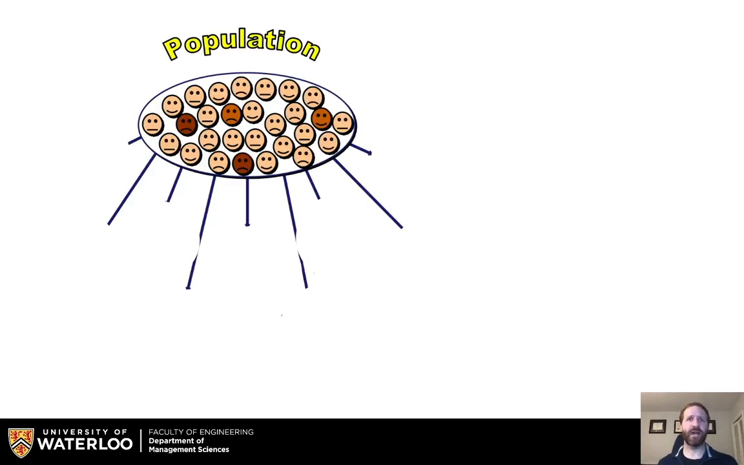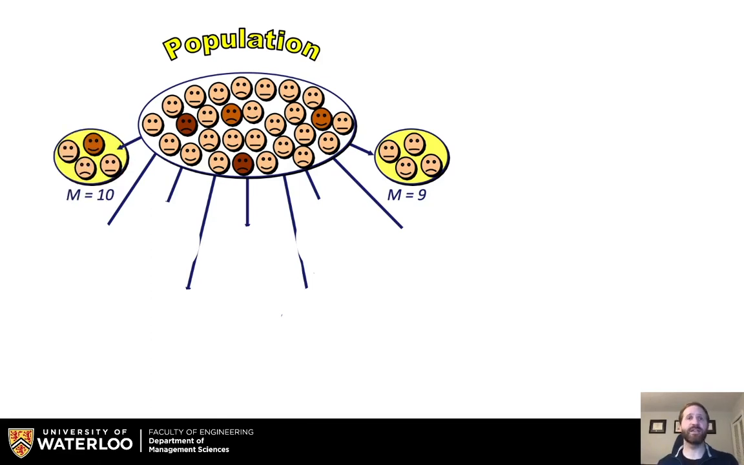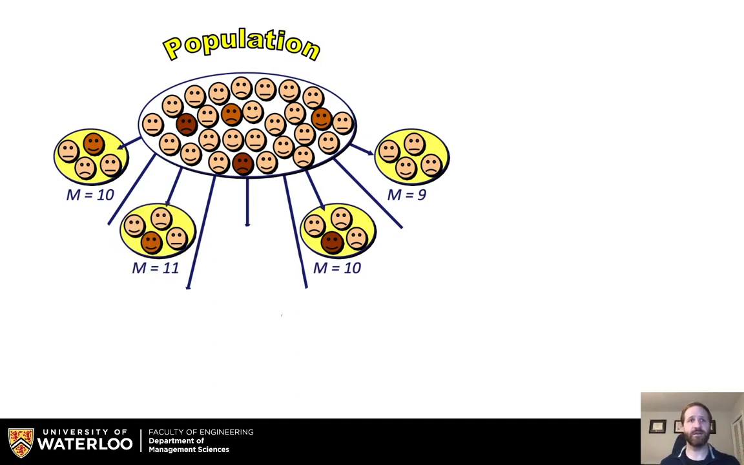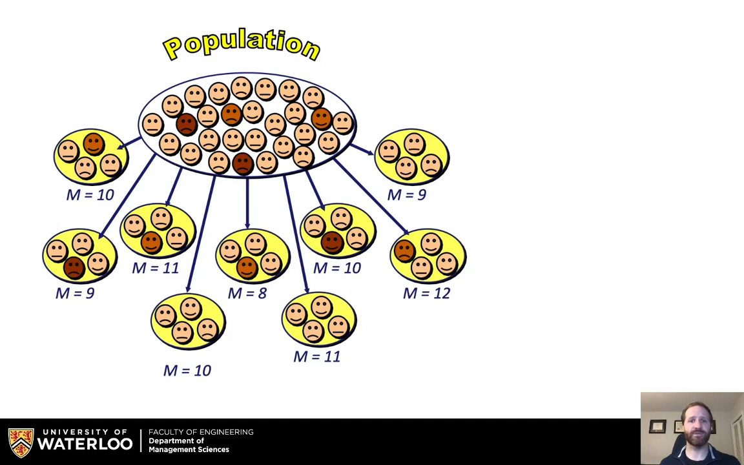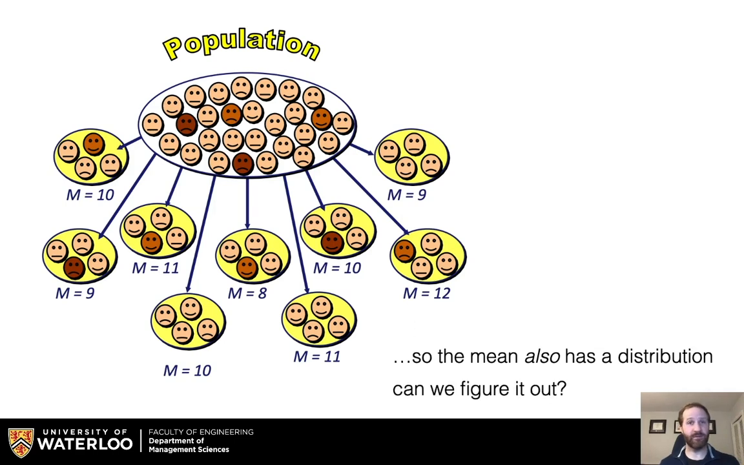Well, let's take a look at the population. If you take one sample, you might have a value of the mean of 9. So the value of the mean for that sample is 9. You take another sample, you might have a mean of 10. Do it again, you get a mean of 10, then maybe 11. You can keep doing this with any number of samples. So the mean also has a distribution. Can we figure it out? Because if we can understand how our sample might model the mean of the population.